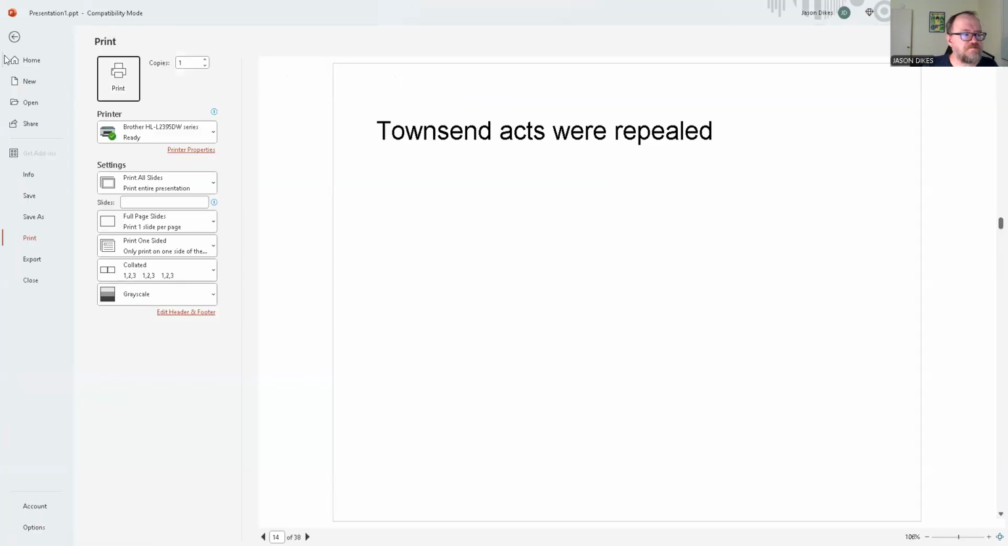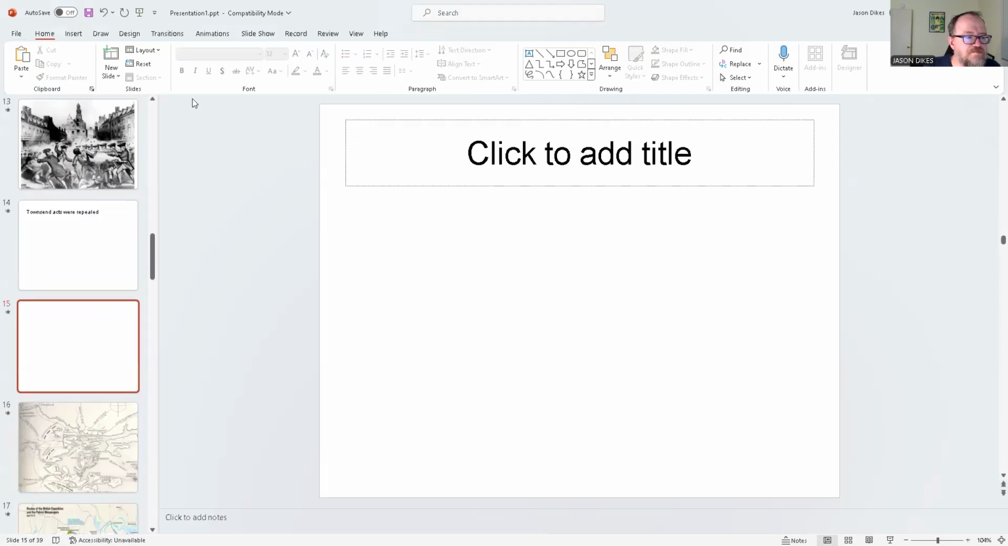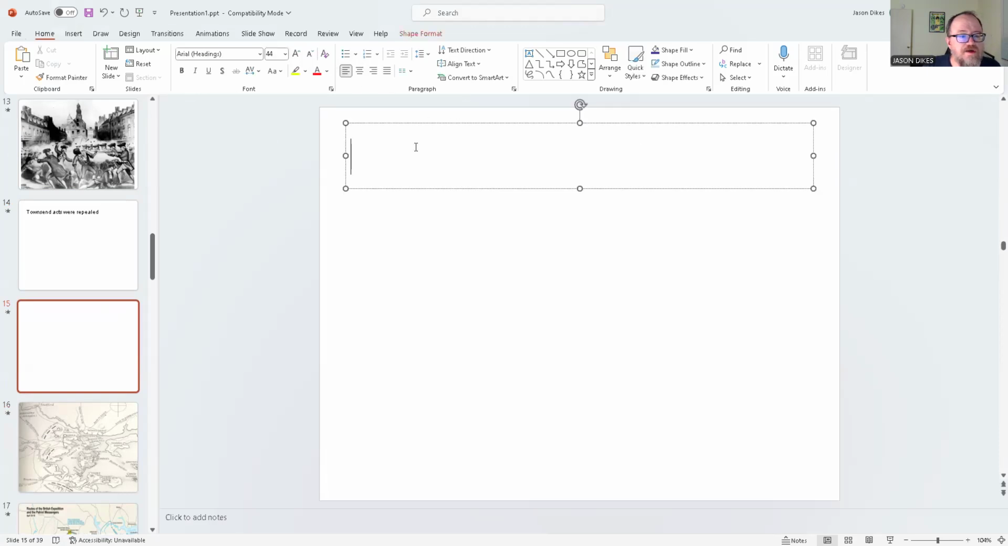Parliament's next, whoops, did not want to print that. Parliament's next problem was the Tea Act, 1773. Now, what is the deal with this tea nonsense? Right? We've all heard about the Tea Act, but what is the thinking here?